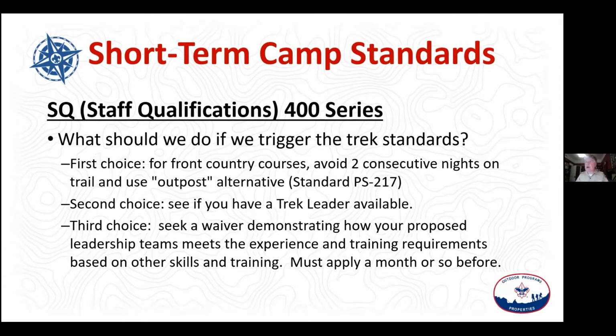So here you can see my discussion about what do we do if we trigger the trek standards. Your first choice for front country courses is to avoid 2 consecutive nights on the trail and use the outpost alternative found in standard PS 217. The outpost standard says you can basically continue to operate sort of like a short-term camp and meet our normal standards and guidelines if you only go out for 1 night at a time and then return to the base camp each time, so that you never have 2 consecutive nights out.